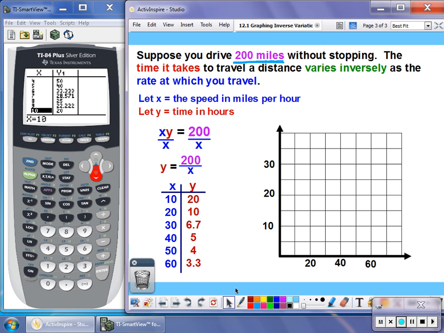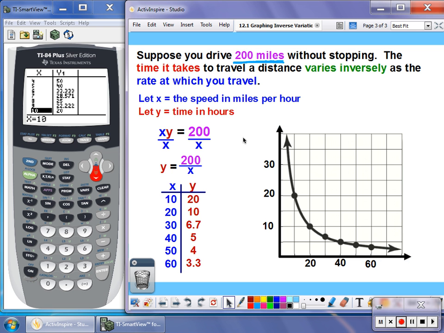And what I'm going to do now is I'm going to graph these points. And I've actually already got them here, so we'll just slide that over. And you can see I've got over 10, up 20, and this is what my curve would look like. And again, it's only in the positive section here because we can't have negative speeds and we can't have negative time. So in a word problem, it may be that you only have one set of curves because you can only have positive values. And that's graphing inverse variation.